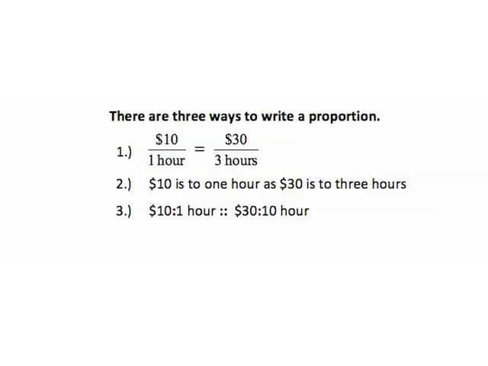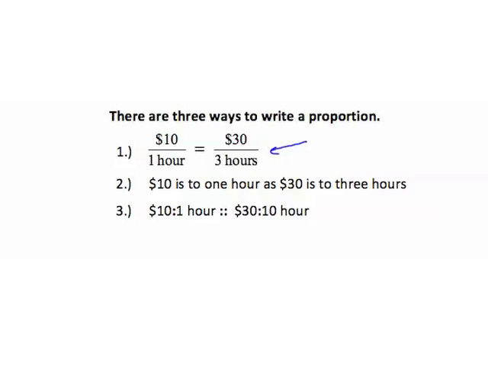There are three ways to write a proportion. You saw in our last example we had the rate of pay $10 is to 1 hour is the same as $30 is to 3 hours. Now we can write this as a proportion as two rates that are equal. We can also write this proportion in words. $10 is to 1 hour as $30 is to 3 hours.